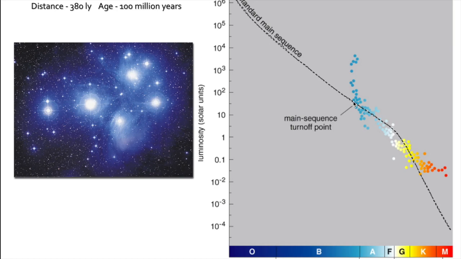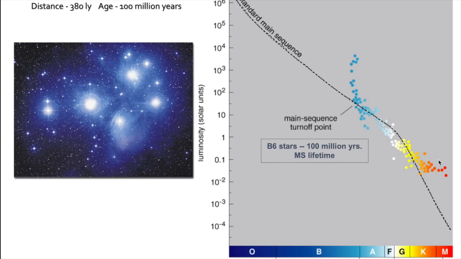We call this the main sequence turn-off point, because it's where these stars start to peel off of the main sequence, and this is where we determine how old the cluster is, because we know how long these stars stay on the main sequence. So if they're starting to come off, we know that they're at the end of their main sequence lifespan, and we can determine that the entire cluster, because stars in a cluster are the same age, is the same age as right there, which in this case is 100 million years.